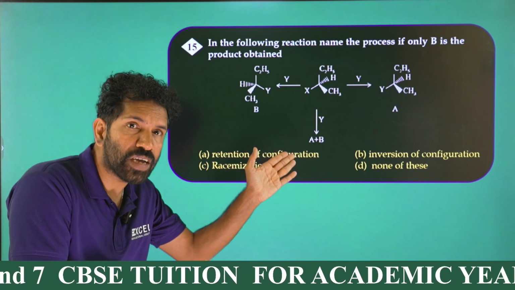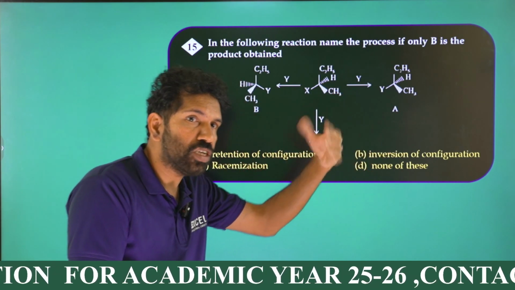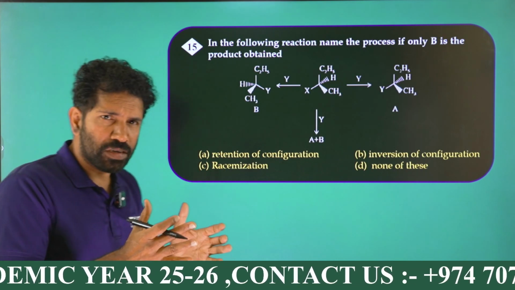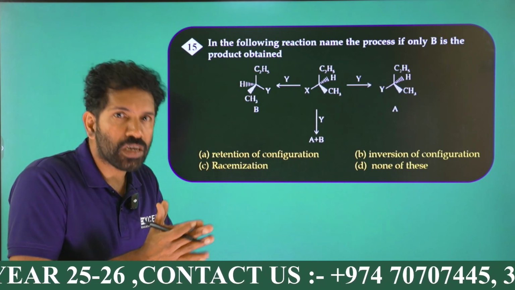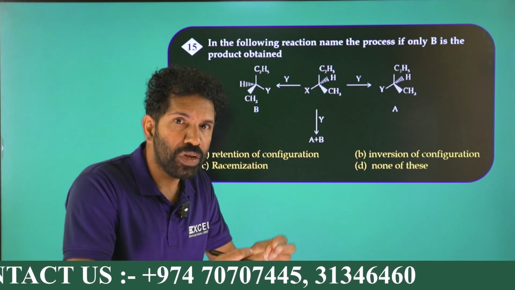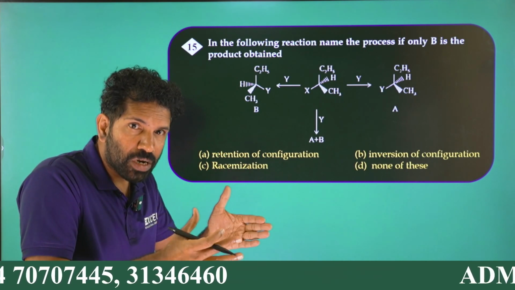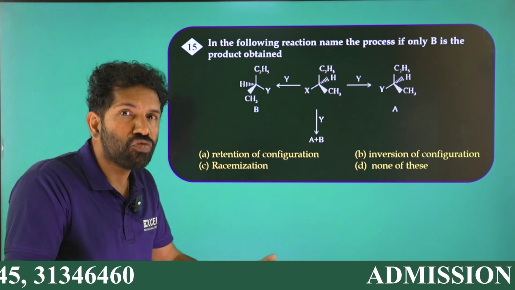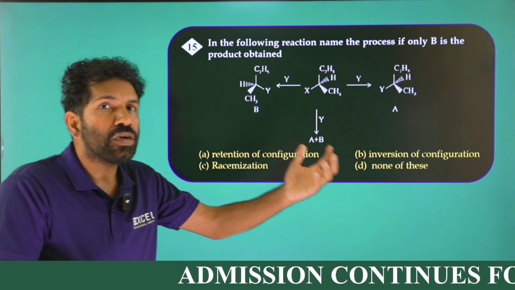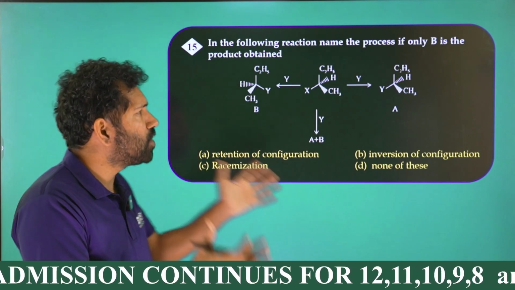See now, here is how to decide whether a configuration change is happening, inversion is happening, or retention is happening. What is this process? Very simple logic. Think like that. You have a compound with a chiral carbon atom undergoing nucleophilic substitution reaction. It may include inversion of configuration, it may include retention, it may include both. So we will discuss what is inversion and what is retention.